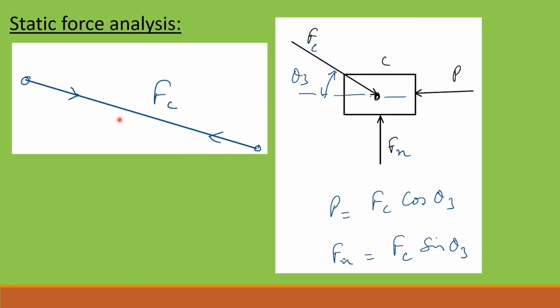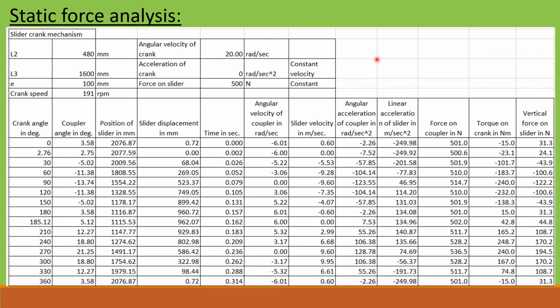This is the free body diagram of link BC, on that FC is acting and it is compressive. So the free body diagram of the slider will be P acting towards left and FC is acting towards the center at an angle theta 3 and Fn is the vertical force. So from this free body diagram we get P equal to Fc cos theta 3 and Fn equal to Fc sin theta 3.